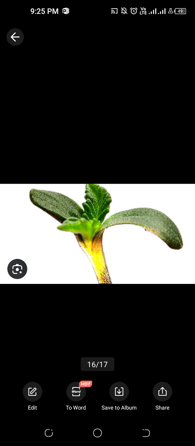These two. Now the seed that has only one cotyledon is known as a monocot, and the seeds that have two cotyledons are known as dicot. This is the picture of a dicot seed in which two cotyledons are present. So this is a dicot plant.